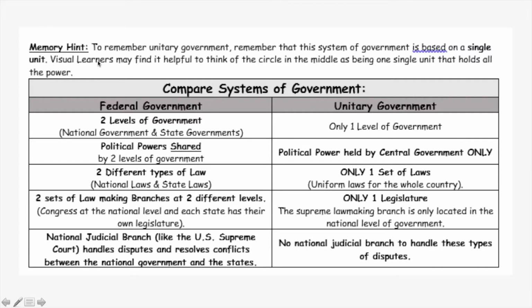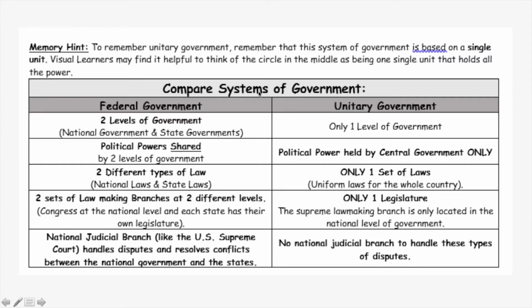Now here's a memory hint. This is what I came up with. It works for me. To remember unitary government, remember that this system of government is based on a single unit, unitary, unit. Visual learners may find it helpful to think of that circle in the middle as being one single unit that holds all the power. I always think of that one single giant circle in the middle. It's a single unit, unitary, and then they distribute a little bit of power to the states.